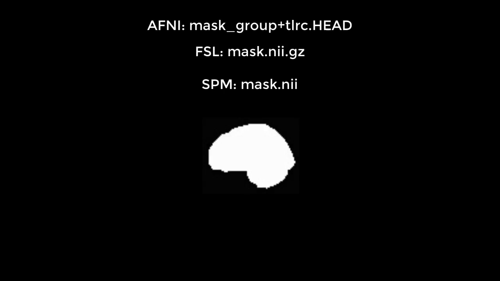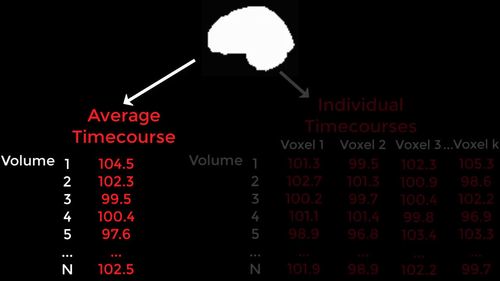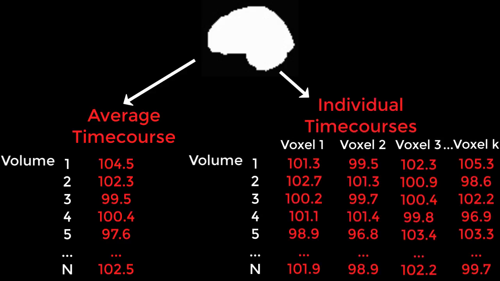Try it with different masks, and with the whole brain mask output by your software. As an exercise, extract the average time course or parameter estimate from a mask, and then extract all the voxel values from that same mask. Take the average, and see how they match up.